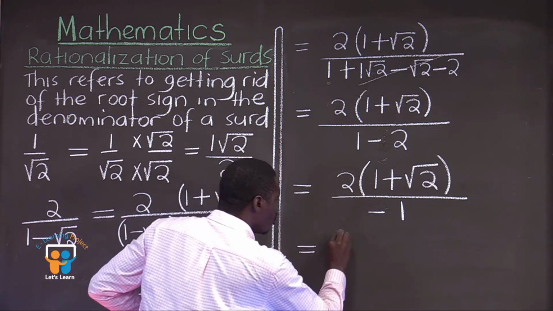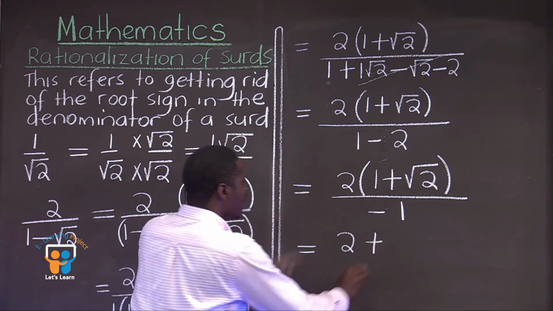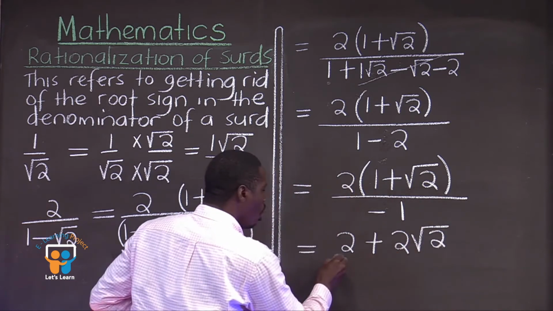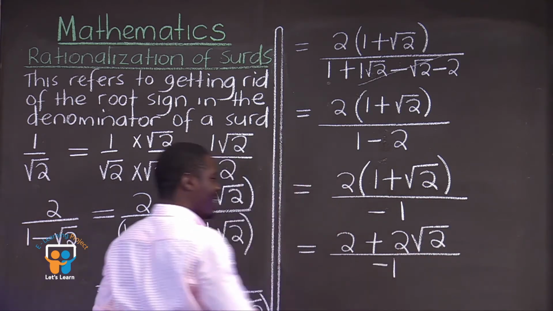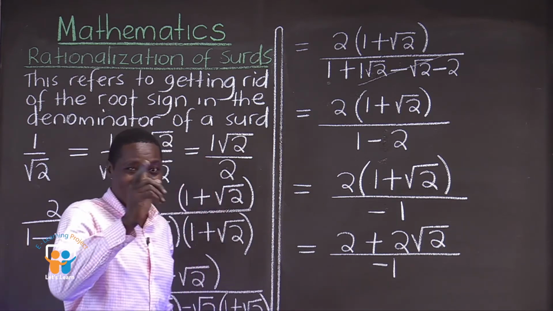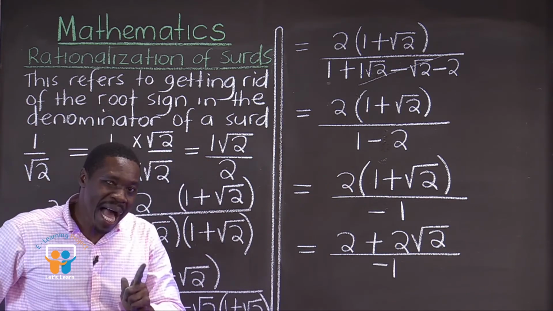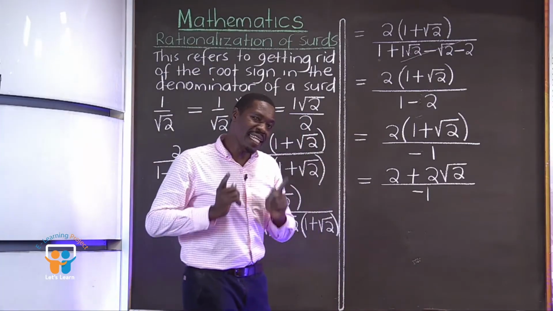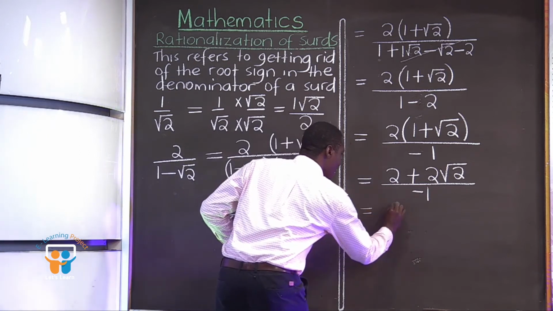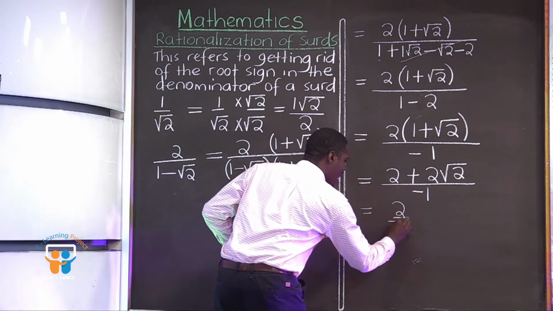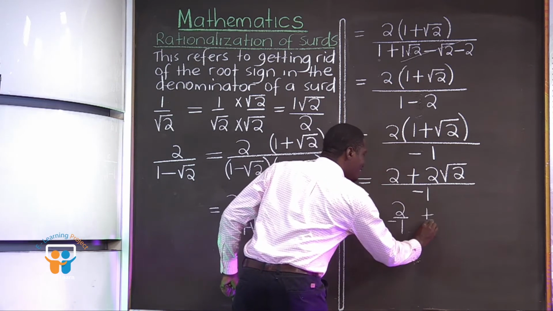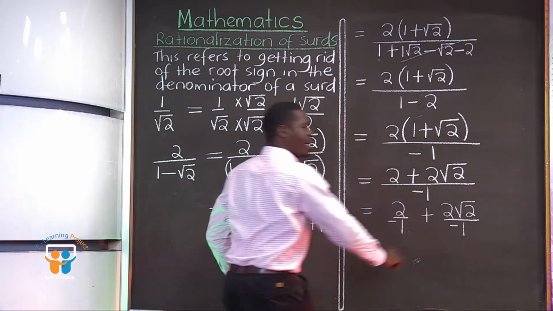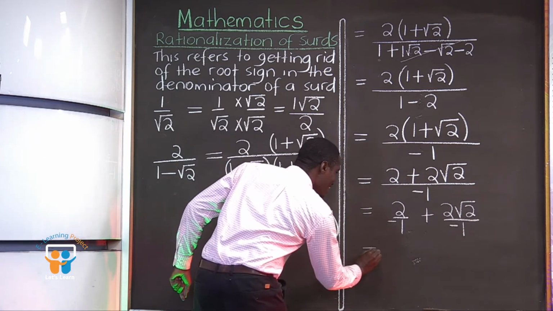2 times 1, you get your 2. Plus 2 times root 2, you get your 2 root 2, all over a negative 1. Mr. Examiner, as we are trying to conclude this topic, remember this denominator. We are going to give everyone who is up a denominator so that we are having a 2 over a negative 1, plus a 2 root 2 over also a negative 1.